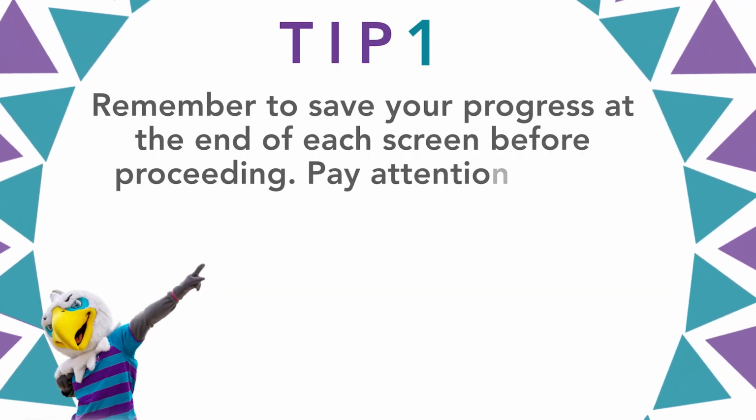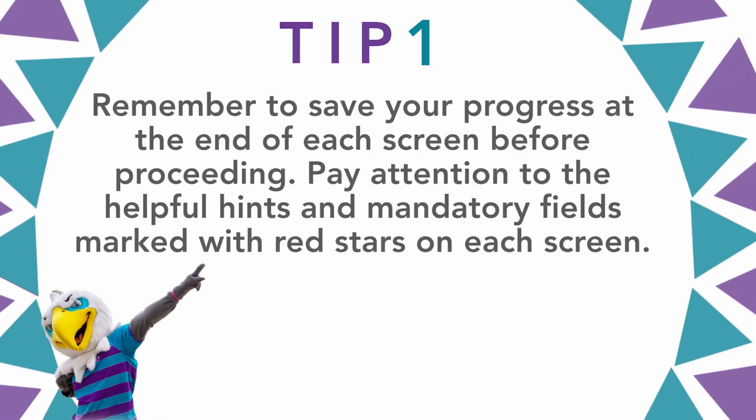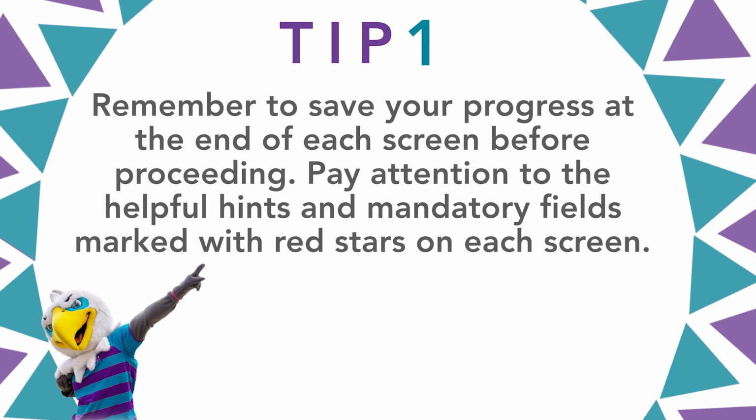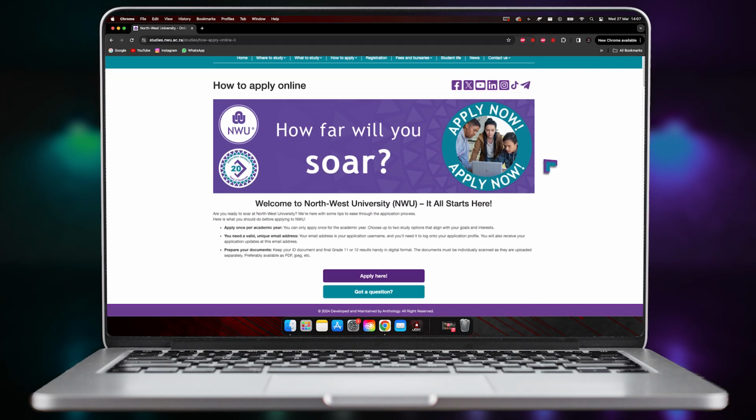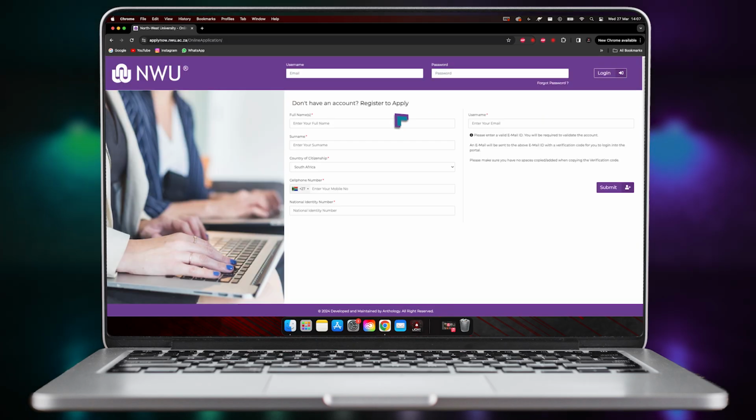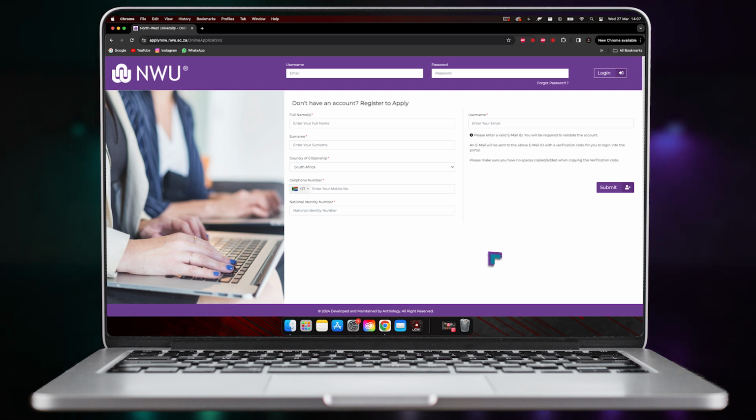Tip number 1. Remember to save your progress at the end of each screen before proceeding. Pay attention to the helpful hints and mandatory fields marked with red stars on each screen. Visit NWU's How to Apply online webpage and click on the Apply Here button. Start by creating your application profile.